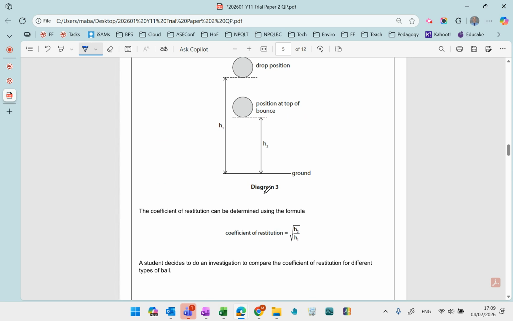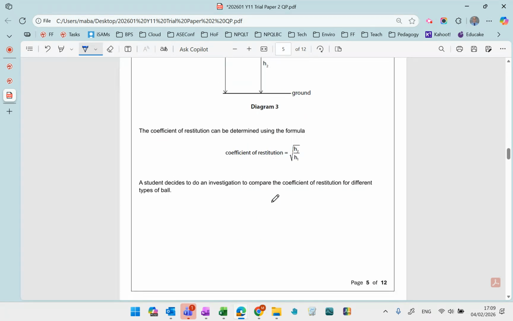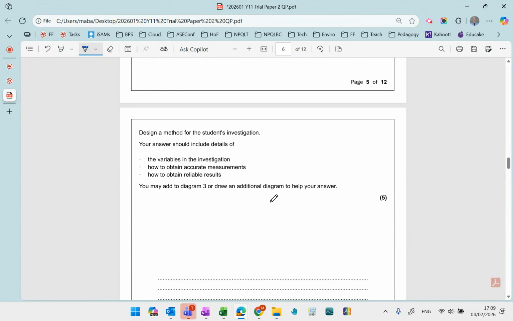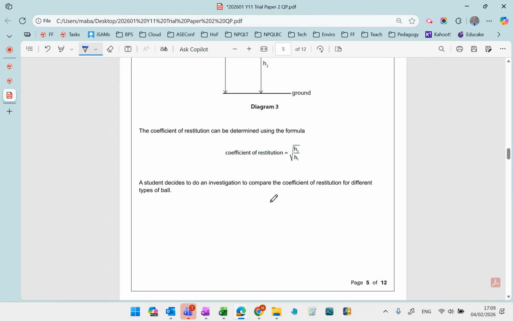Now we've got to do an investigation to compare the coefficient of restitution for different types of balls. And then it says design a method. So the first thing that we've got to do is identify the variables in the investigation. Looking back at the question, different types of balls is going to be our independent variable. That's the thing that we change, right? So if you literally write down independent variable equals different types of balls, that'll get you the mark there.